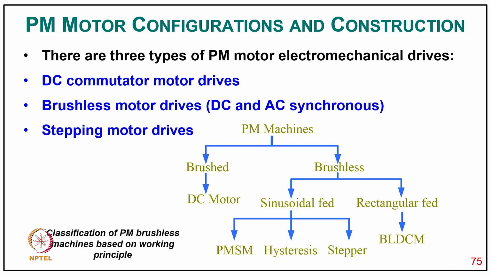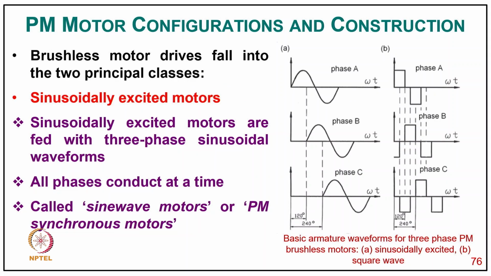There are three types of permanent magnet motors: electromechanical devices like the DC commutator motor, called the PMDC motor, used in a large number of applications; permanent magnet brushless motors like DC and AC synchronous; and the stepper motor. There you can see the classification: PM brush DC motor and brushless, with sinusoidal excitation and rectangular excitation. We also call them PMSM or stepper and BLDC motor.